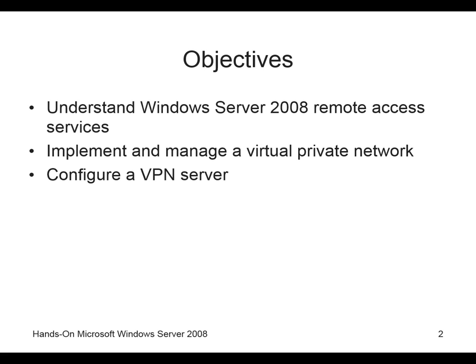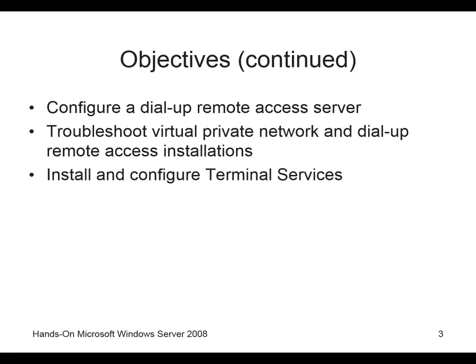Understand Windows Server 2008 Remote Access Service. We're going to talk about how to implement and manage a virtual private network and configure a VPN server. Okay? These are just the objectives. We're also going to figure out how to dial up a remote access server, how to troubleshoot a VPN, and install and configure terminal servers.